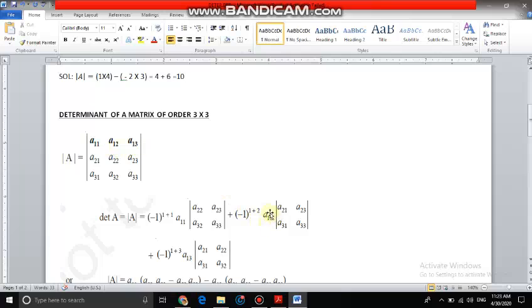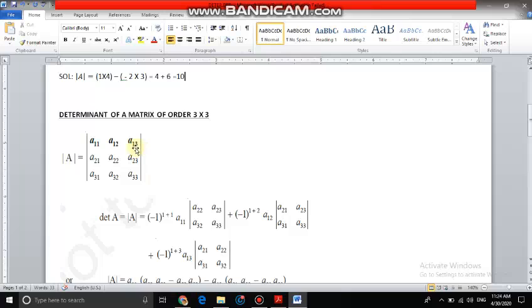Then second element is A12. So I kept A12 here. Understood? After keeping A12, the corresponding row and the corresponding column, that is first row and second column, if I exclude them, what are the other numbers left out? The other numbers left out are A21, A23, A31, A33. So that's what I have written here. Right?